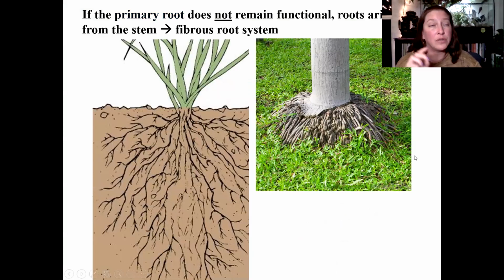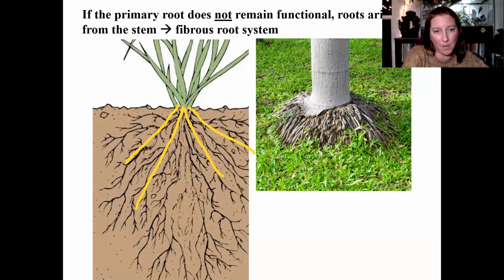If the primary root does not remain functional, the roots will actually just come off of the stem like so. So here's a stem, and the roots just kind of come off of it all however they want, no primary root. We call that a fibrous root system. See here, fibrous root system.